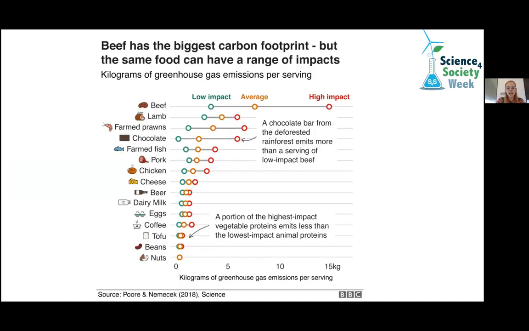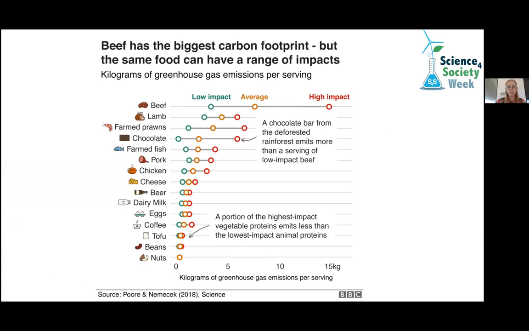So we'll have a look at the next graph we've got here, and it looks a little bit scary at first if you don't know what it's telling you. What this graph is telling us is that for these foods here, so we'll look at beef first, the lowest impact that beef could have is fairly low, but the highest impact that beef could have is really, really high.